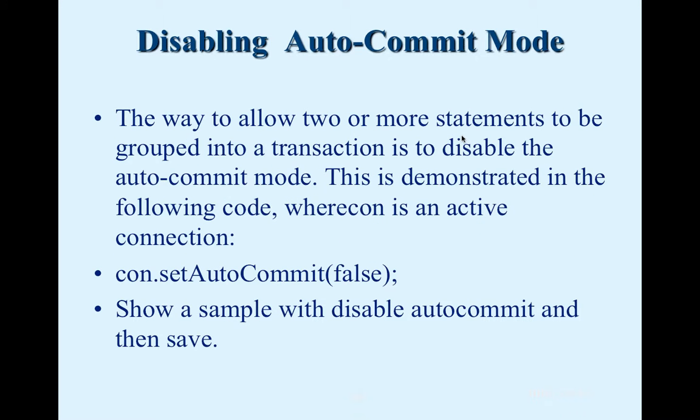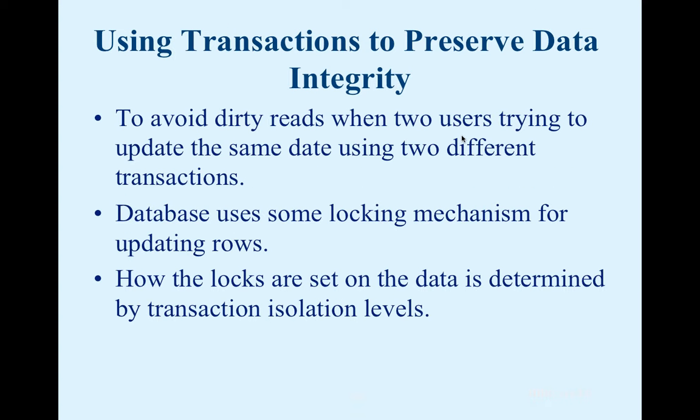Okay, the way to allow two or more statements to be grouped in a transaction is to disable the auto commit mode. This is demonstrated in the following code, like con.setAutoCommit(false). That's it. So, using a transaction to preserve data integrity to avoid dirty reads when two users are trying to update the same data using two different transactions. That means two different applications, like two different Java threads, trying to write to the same row.